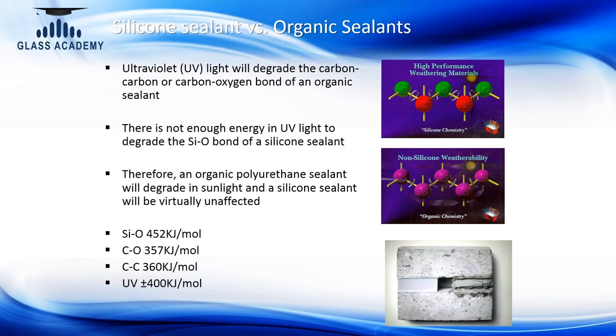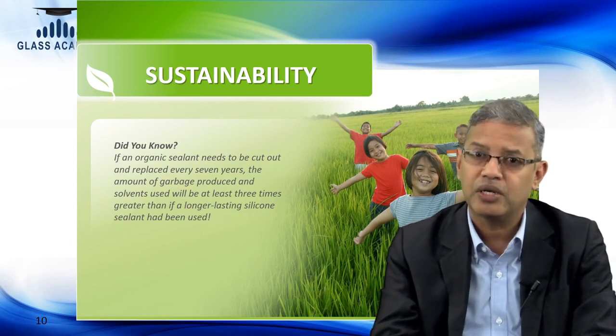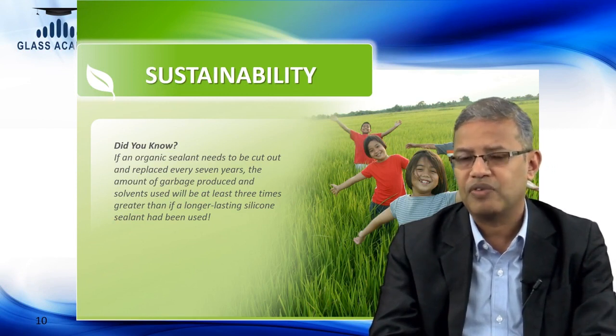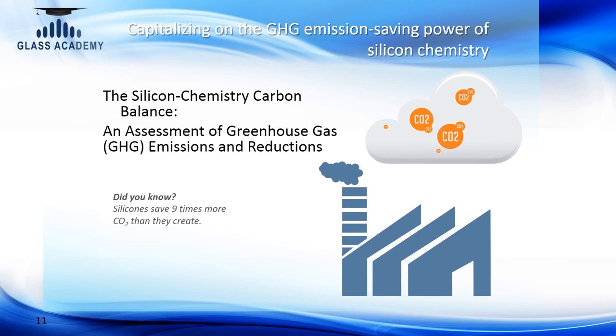And it's not just the durability; along with the durability, it also gives sustainability. Any product which is less durable has to be redone every now and then, so there is repeated consumption. With silicone, by having a long-lasting, durable life, you are able to save 3 times the carbon emissions compared to organic chemistry. Rather, silicone saves 9 times more CO2 than it creates.